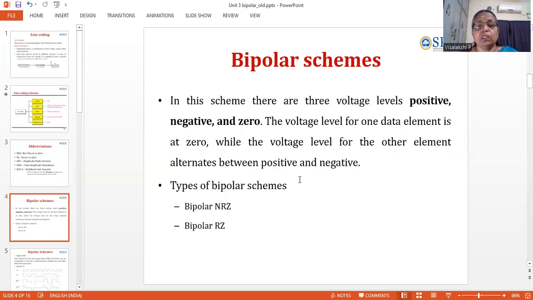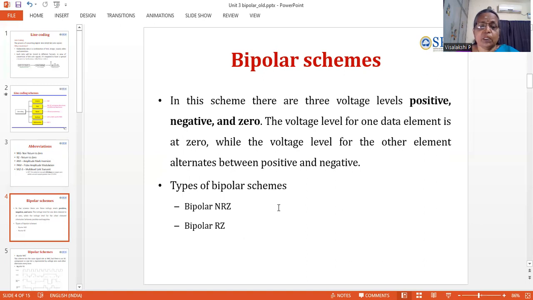Let us see bipolar schemes. Mainly, bipolar schemes use 3 voltage levels: zero, positive, and negative. 0 is always used for the low value representation, while the high value representation will alternate between positive and negative, because there are 2 binary digits used in the representation. One is 0, another is 1, and 0 is always the low level, it is fixed, and then the 1 will be represented by positive and negative signal levels.